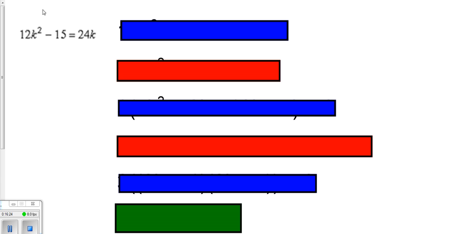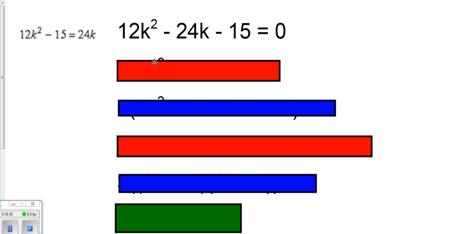In this example, we not only have things not set equal to 0, but we also have bigger values of coefficients. So like a is bigger than 1 in this case. So first let's set everything equal to 0 by subtracting 24k from both sides. So we now have 12k squared minus 24k minus 15 equals 0.